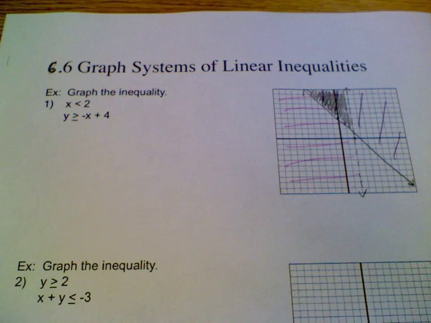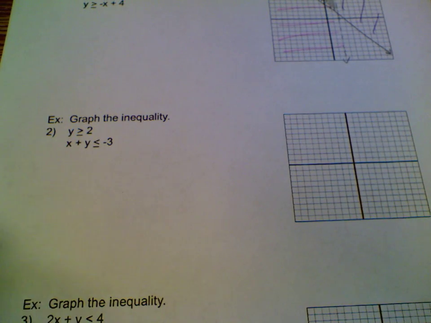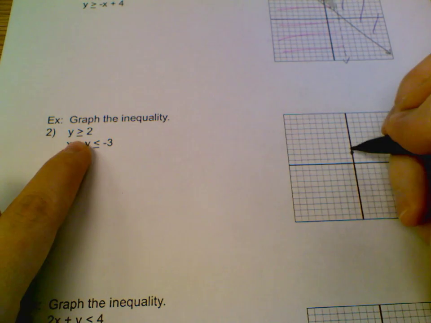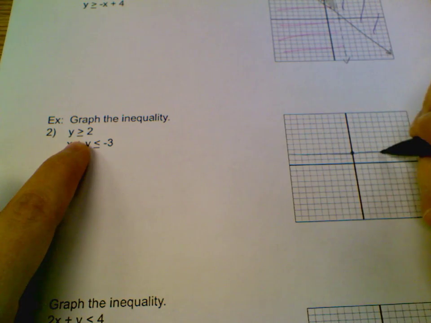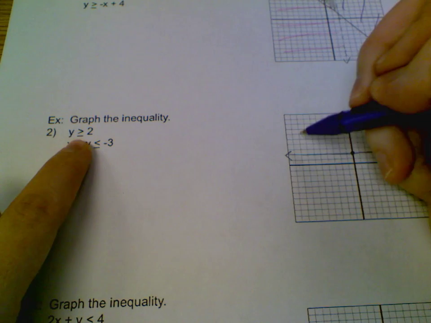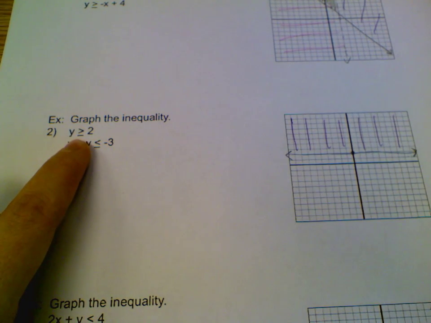Okay, let's take a look at another one. Here we have y is greater than or equal to 2. So I would put a point at 2. It's going to be a solid line because there's a line underneath there. And I'm going to shade everything above since this is a greater than symbol. So I would take a color and lightly shade above there.